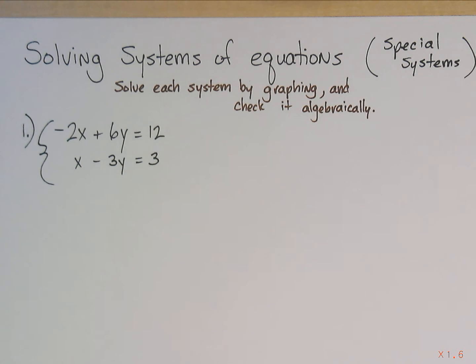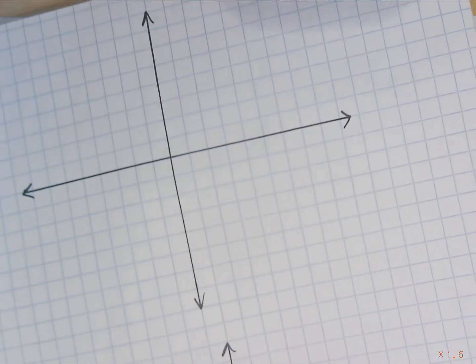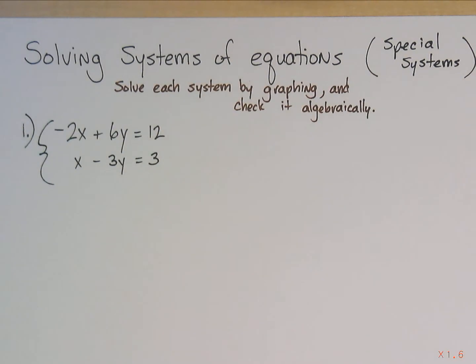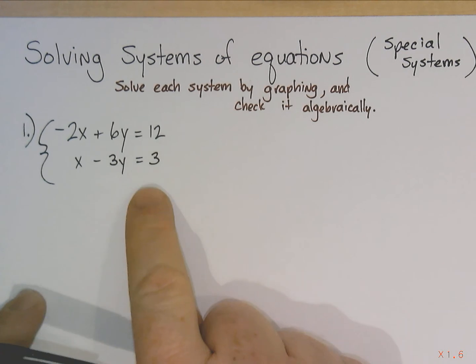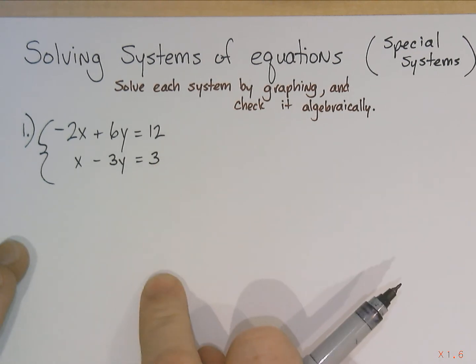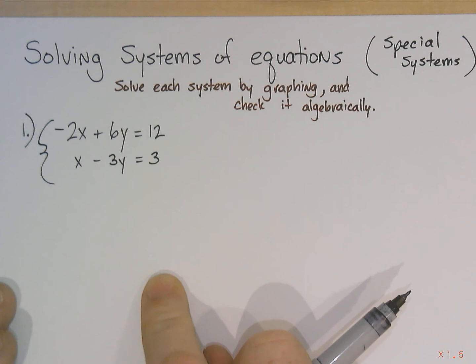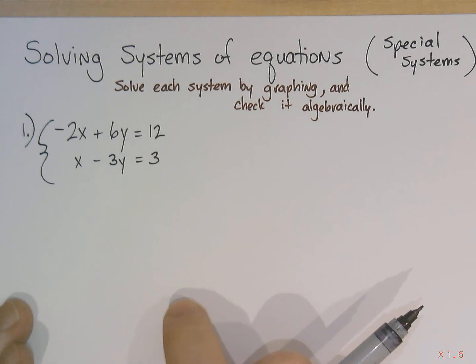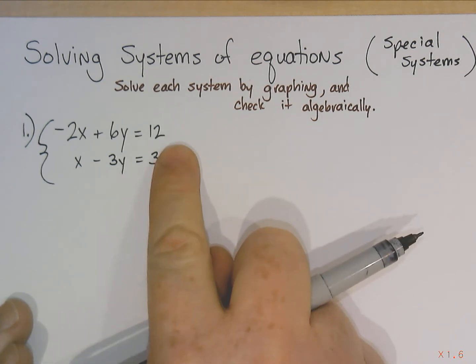Now the directions here say solve each system by graphing and check it algebraically. So that's what we're going to do. We're actually going to graph it on a separate paper. I've got my graphing paper here. We're going to do it on here in a second. But I'm going to first change this to slope-intercept form. And then we'll just do it the regular way that we did in the last lesson, in the last video.